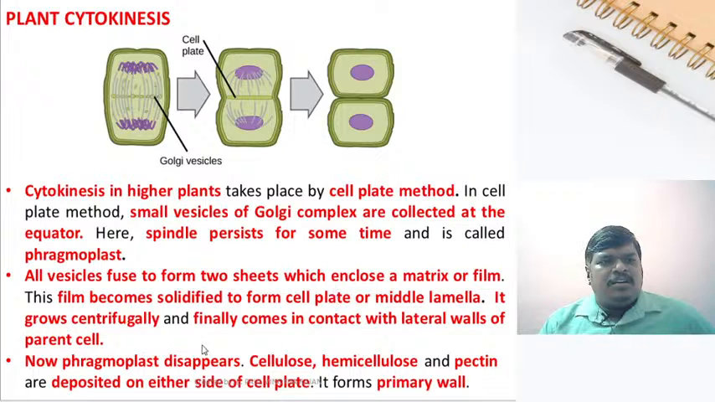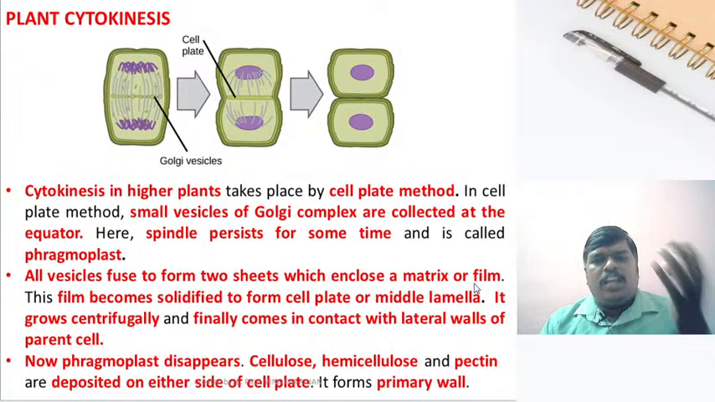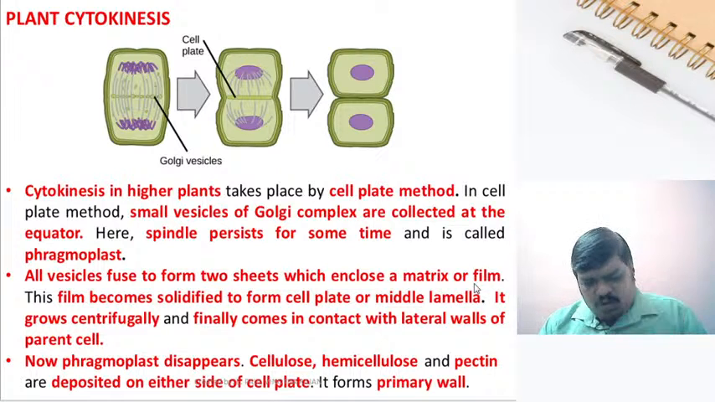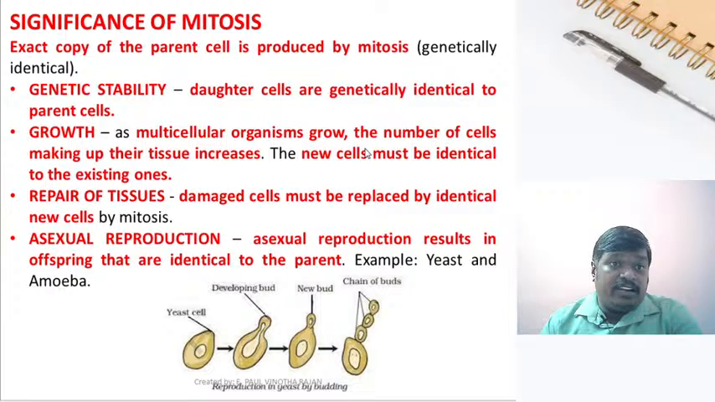The formation of this structure requires cellulose, hemicellulose, pectin, and certain minerals to form this typical cell plate structure. For the formation of the cell wall, cellulose, hemicellulose, and pectin all get deposited on the cell plate, and finally we can see that two daughter cells are formed. This is called plant cytokinesis.